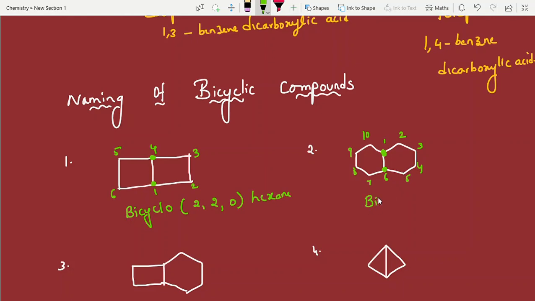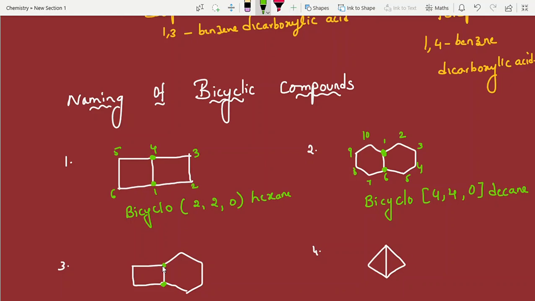Right? Bicyclo 4. If I go 6th to 1, how many do I have to cross? 1, 2, 3, 4. Again 4 comma 4. 6th to 1, direct jump. 1 to 6, direct jump. 0. No carbons. That's it. This is what we call decane. Hope everybody is clear.